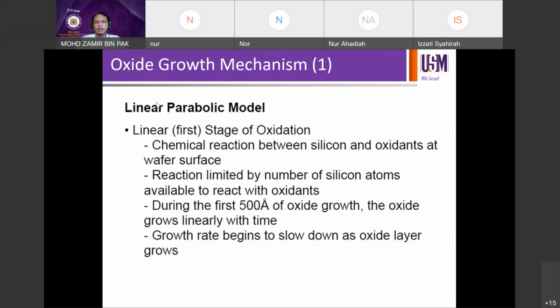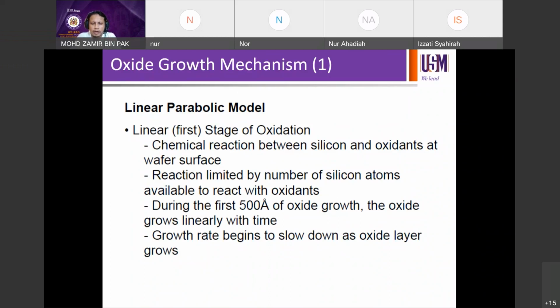Okay, in the linear mode, the growth of the silicon dioxide will be linear with time, and the reaction in this stage will be limited by the number of silicon atoms available to react with the oxidants, either it's dry ox or wet ox, so water vapor or oxygen gas.